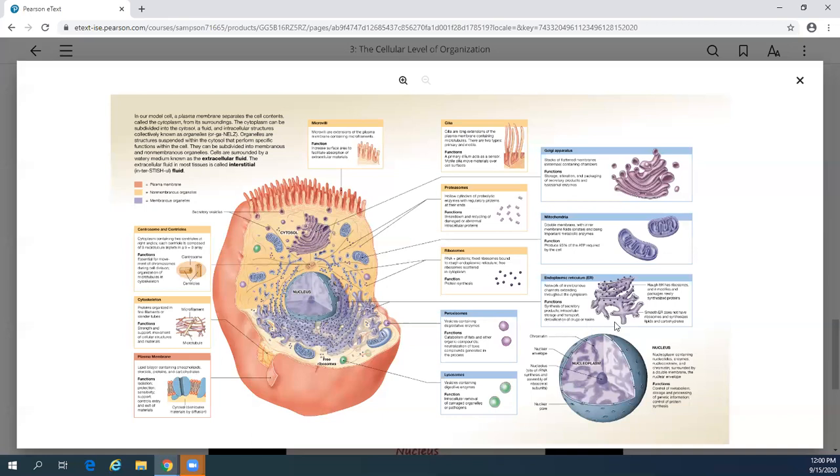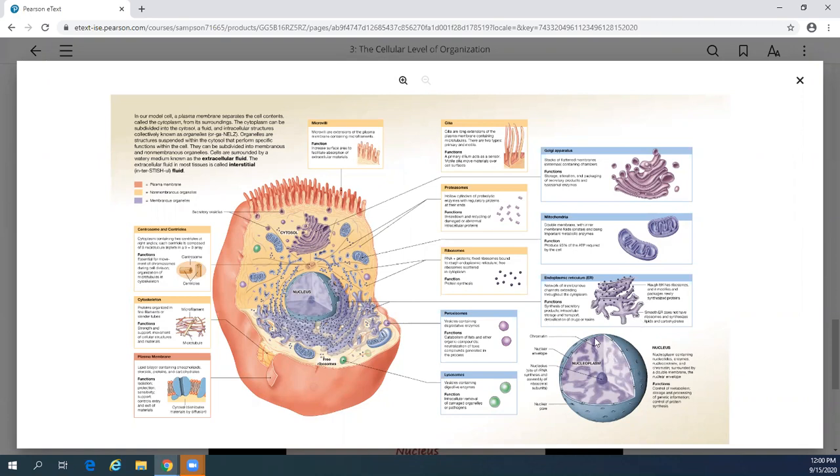All right, next we have the smooth ER. Now the smooth ER detoxifies chemicals. It also creates lipids. So what might help you with the smooth ER is smooth lips. Smooth lips. So smooth lips, that is the smooth ER.